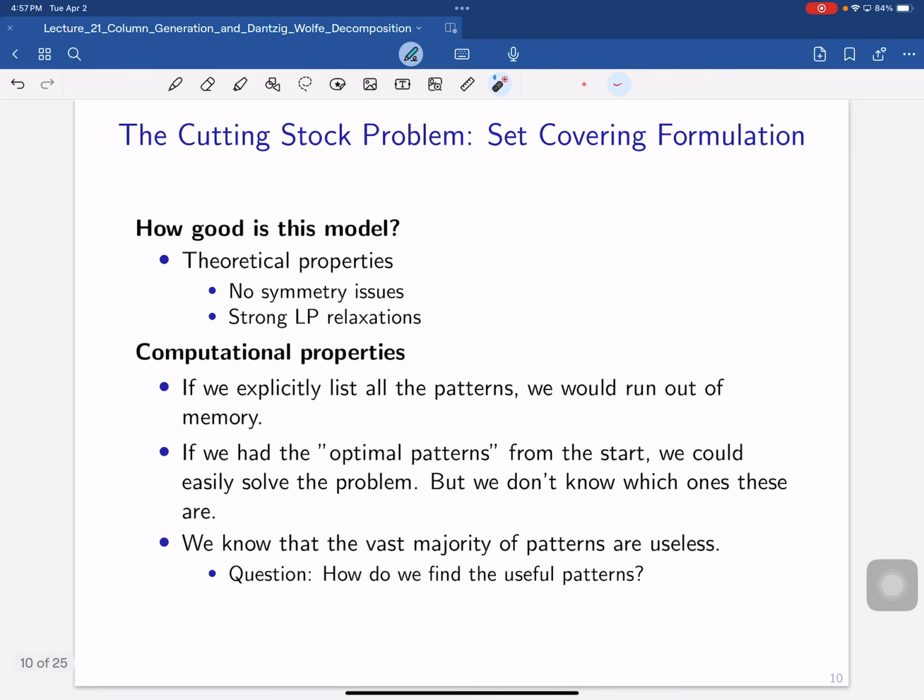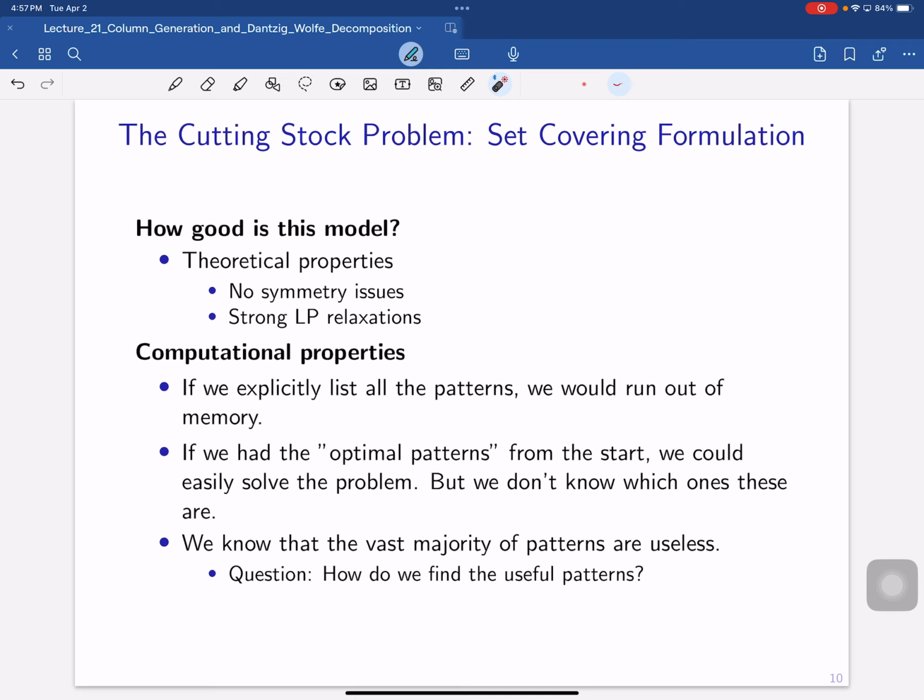Okay, so let's do some very quick analysis. How good is this model? This model is good because it has a very strong linear programming relaxation. I will show you in a second why it has a very strong LP relaxation. And there are no symmetry issues as well, because you are talking about the number of cuts you get for each pattern. But there are also computational challenges. If we explicitly list all the patterns, even if you don't talk about the CPU time, you could quickly run out of memory, right? We have 10 billion binary variables at least, one for each of the patterns. We cannot solve a problem of this size.